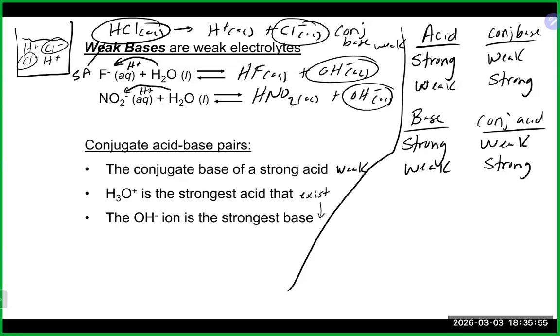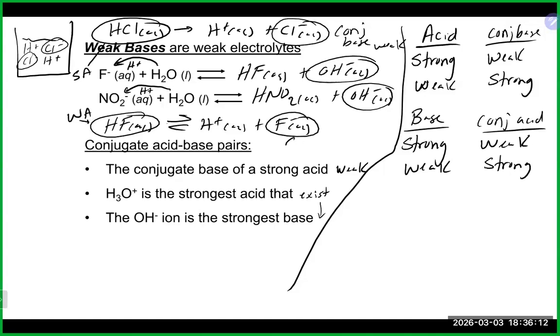Now, if you take a weak acid, like our friend HF, which is hydrofluoric acid, and it breaks apart into H plus and F minus, this again is our weak acid. This will be our conjugate base. Now, what happens though when you have, for example, some of this, and most of it will stay together, but if you have some H plus and F minus, that F minus is going to be relatively strong.